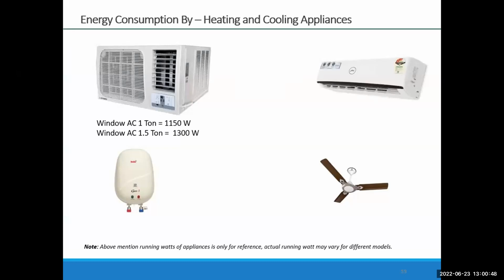So there are window air conditioning units, split air conditioning units, ceiling fans, electrical water heaters, etc. Each one has its own power consumption depending on the capacity. So these wattages shown here may vary with respect to the size of the equipment and also different manufacturers. We need to take this wattage based on the nameplate, or based on the operating load measured by an energy meter.